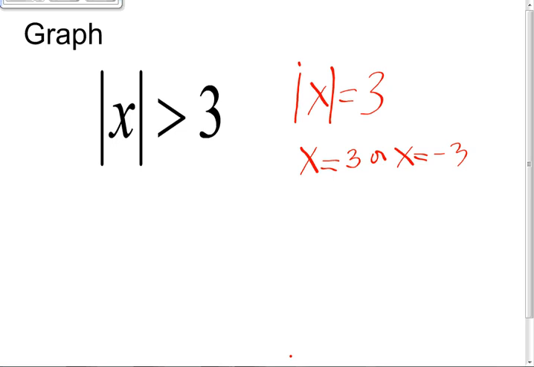What's the absolute value of 1? Is that 3? What numbers can you put in here that make this true? 3 or negative 3. Don't make it hard. What you wrote was the absolute value of x equals negative 3. That's wrong.